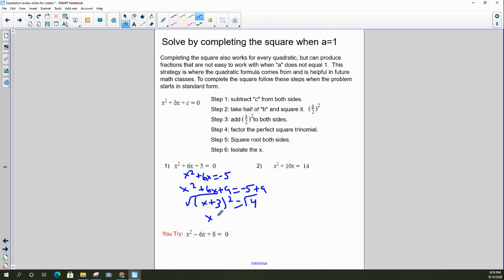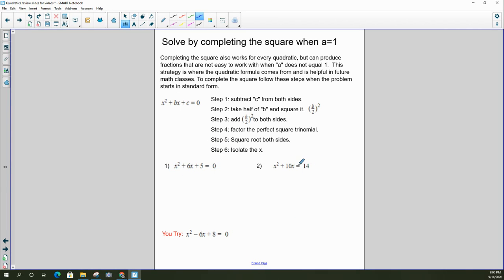So I get x plus 3 equals plus or minus 2. Again, because we're solving, the square root of 4 could be either positive 2 or negative 2. And then I subtract 3 from both sides. So again, I'm going to get 2 answers here. I'm going to get positive 2 minus 3, and I'm going to get negative 2 minus 3. So my 2 answers are negative 1 and negative 5. And since these were integers, I could have solved this problem by factoring, but I wanted to show you guys completing the square. Let's do one more example of completing the square.